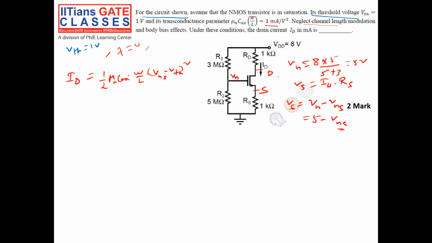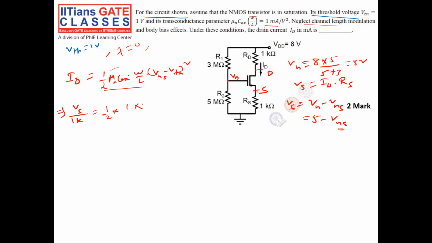Now let us apply the equation. Okay, what is ID, guys? ID is nothing but VS by 1K. ID is equal to V source by 1K, which is equal to half mu Cox W by L. Half is half. This much is given as 1 milliampere per volt square.